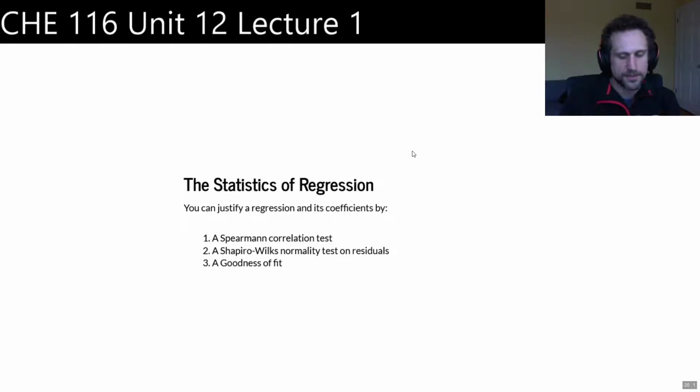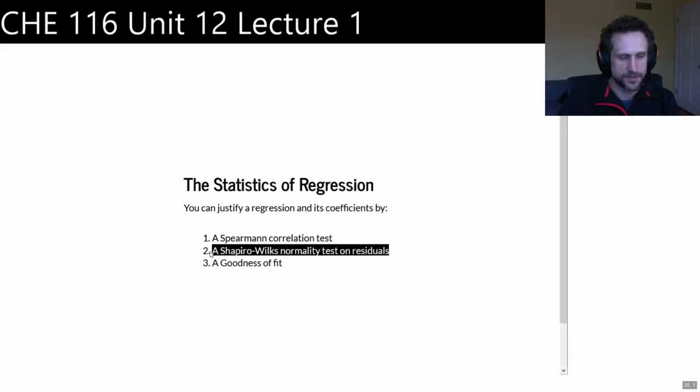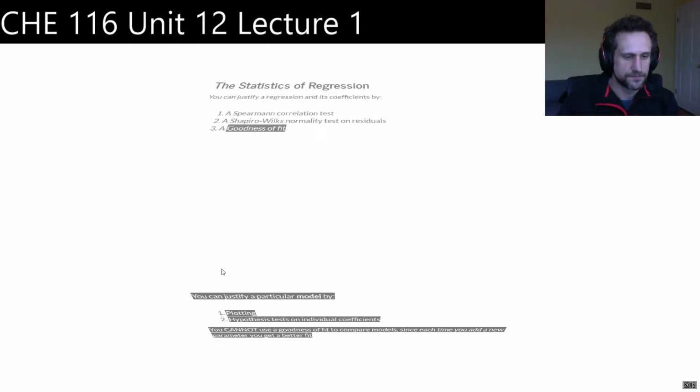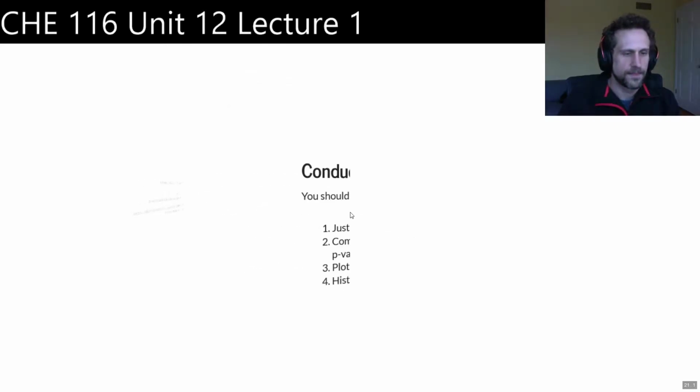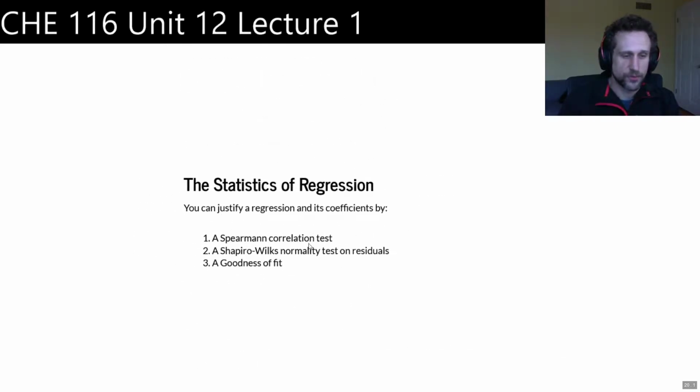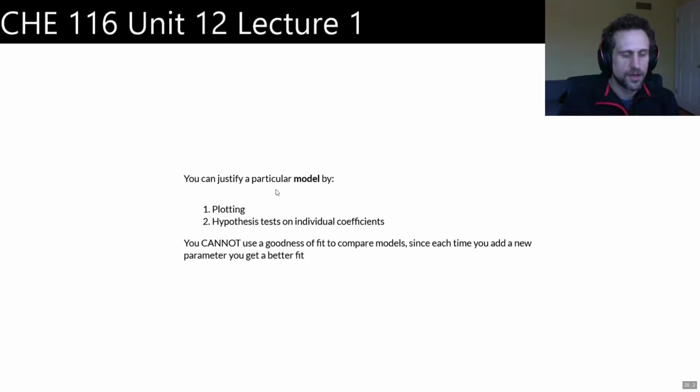Okay. So to summarize, if we're looking at a regression, we can justify a regression by doing a Spearman correlation test if it's one-dimensional. We can do a Shapiro-Wilk test on normality on the residuals, and that works in any dimensions. We can compute goodness of fit. And that basically allows you to assess a regression. If you want to justify a model, like let's say that you want to know whether or not I should have an intercept or not, you can assess it by plotting it.